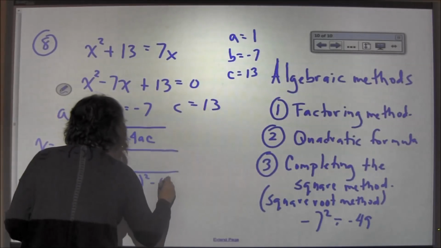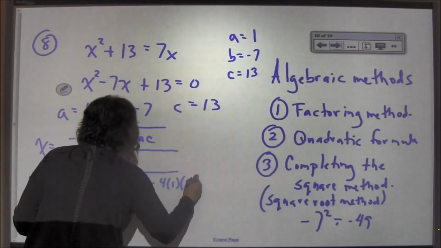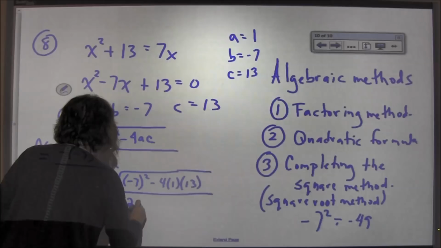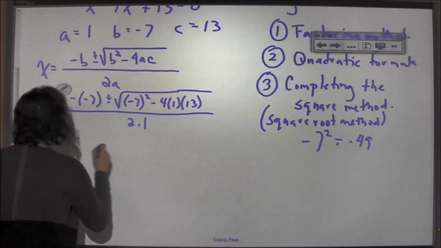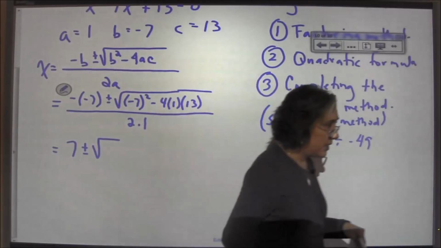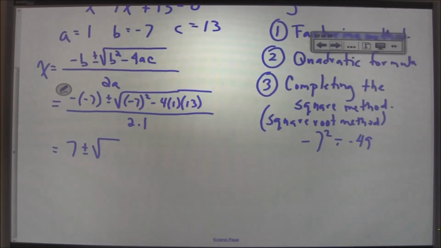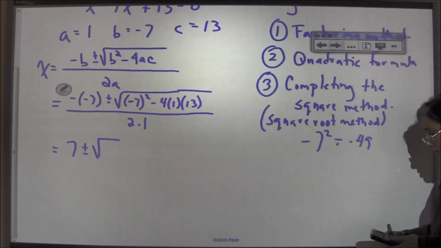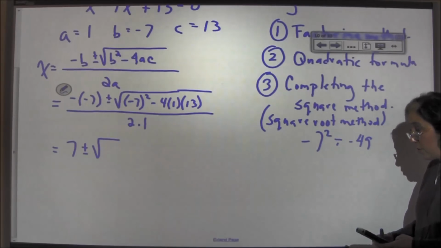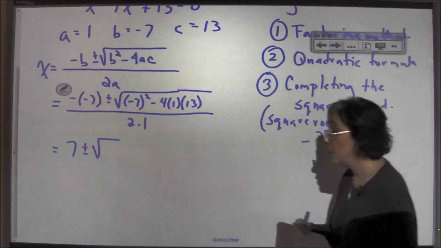Minus 4 times 1 times 13, and that's all over 2 times 1. Okay, so let's figure out what that calculation is. It's 49 minus 42, is that right? 49 minus 52. Oh, 52, right. So negative 3. Okay.